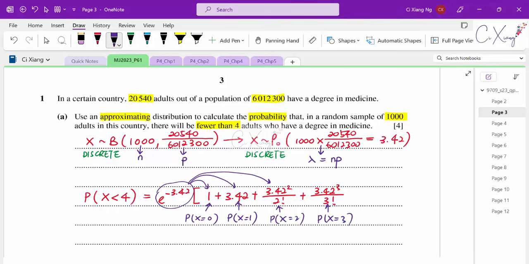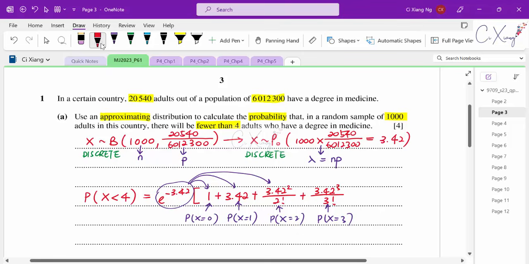All right, and then for this question, they are asking for the probability of x smaller than 4. That means not including the 4 here. Therefore, I should stop at the probability of x equals 3. So this is a simplified formula to calculate the probability for Poisson distribution where x is smaller than a certain number. Then after that, just make sure that you press the calculator carefully and don't make any careless mistakes. By right, you should be able to get a final answer of 0.555, correct to 3 significant figures.